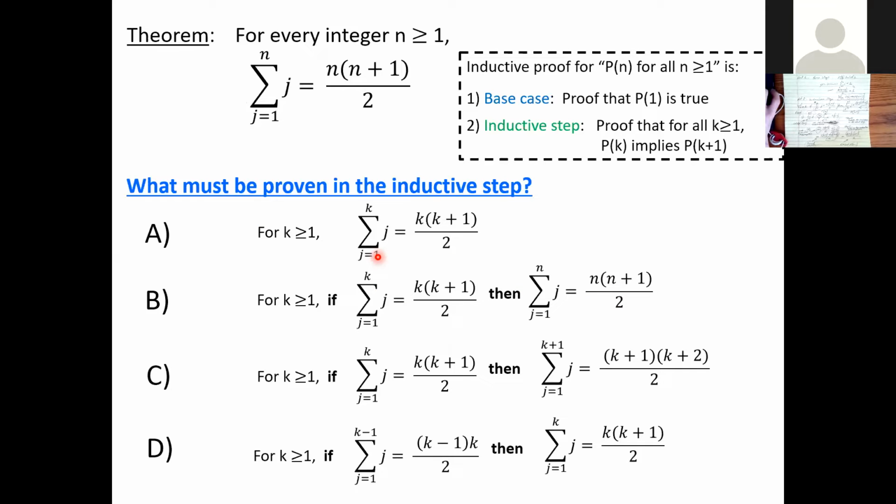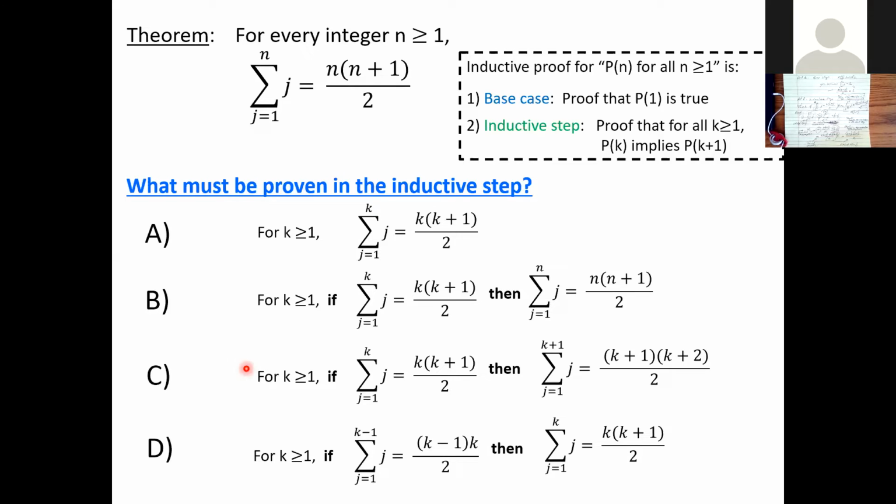And what did we show in the inductive case, right? What we showed in the inductive step was a form of implication. If this formula held for some k, if the predicate held for some k, then it held for k plus 1.